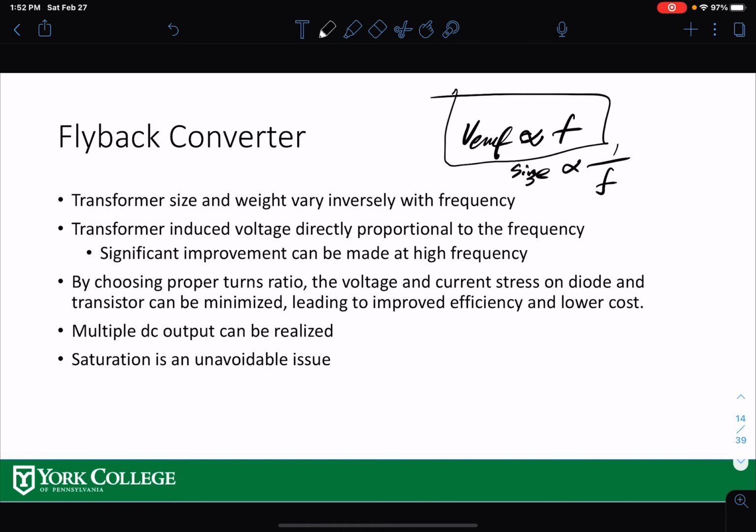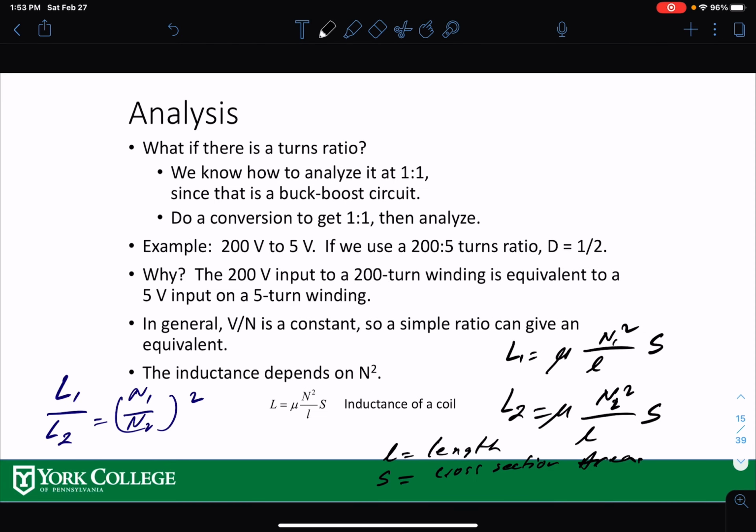The EMF induced voltage in a coil is directly proportional to frequency, and frequency is inversely proportional to the size. So if we use higher frequency, your transformer size goes smaller and smaller, and your converter size also goes smaller and smaller. So a higher frequency, low power flyback converter is a good candidate.